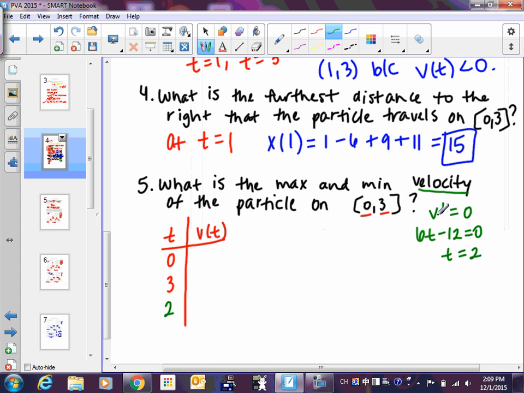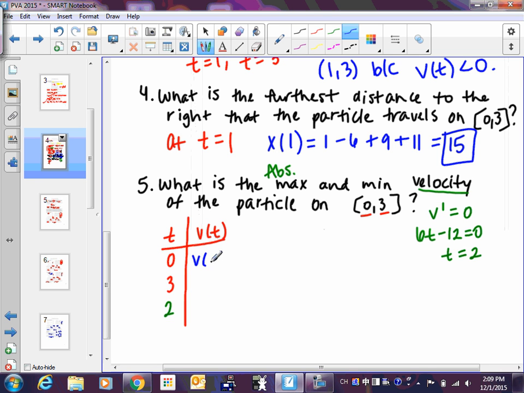If v prime equals 0 at 2, that could be a relative max, it could be a relative min, and therefore it could be an absolute max or min. I don't need to test anything else. Testing anything else would be a waste of time. If there's a biggest number, it's going to be the outcome of one of these 3. Same with the smaller number. All the other numbers are going to be in between.